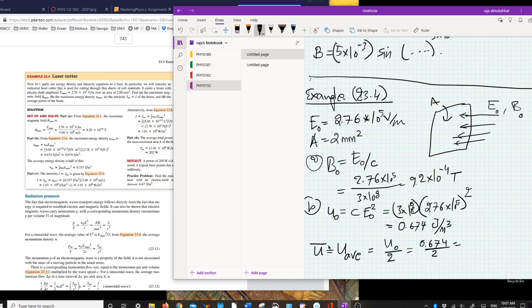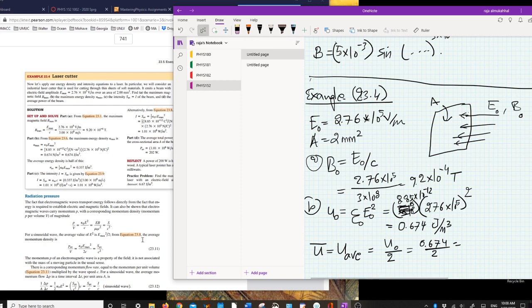You know what? I think I made a mistake. The U max here is epsilon. I apologize for that. It's not C. I'm confusing it with B. This should be epsilon naught here, epsilon naught times E naught squared. Sorry for the mistake. So this should be epsilon, which is 8.85 times 10 to the negative 12, and we get this answer. Okay, it's epsilon. So anyway, sorry about that.